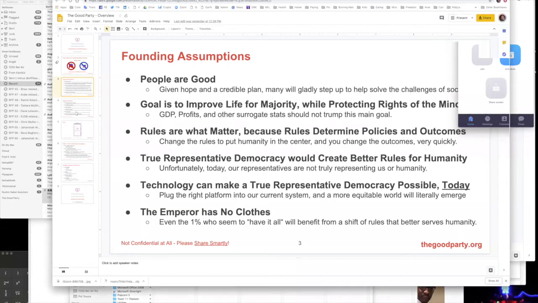Okay, yeah. So let me make sure that I covered everything that I wanted to cover here. The founding assumptions are relatively straightforward.